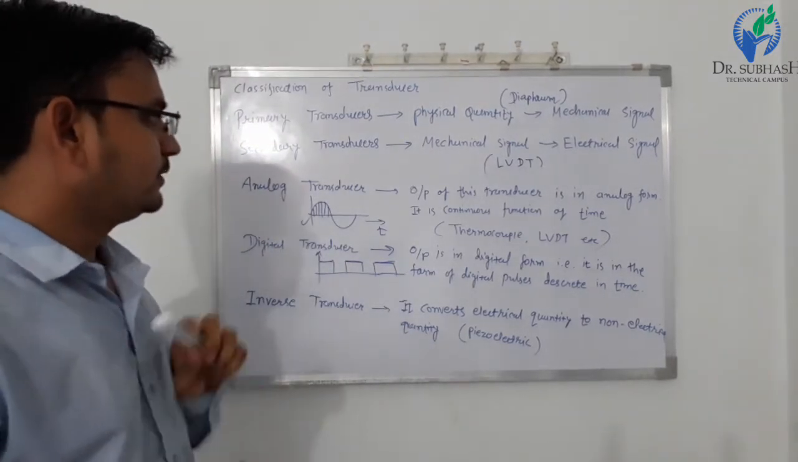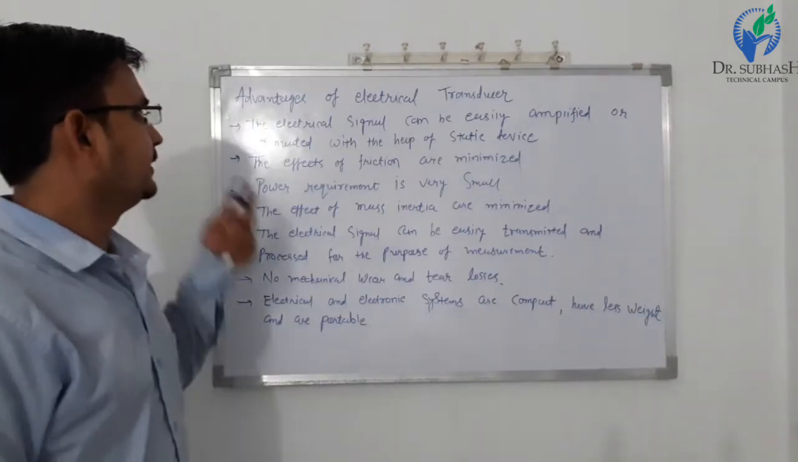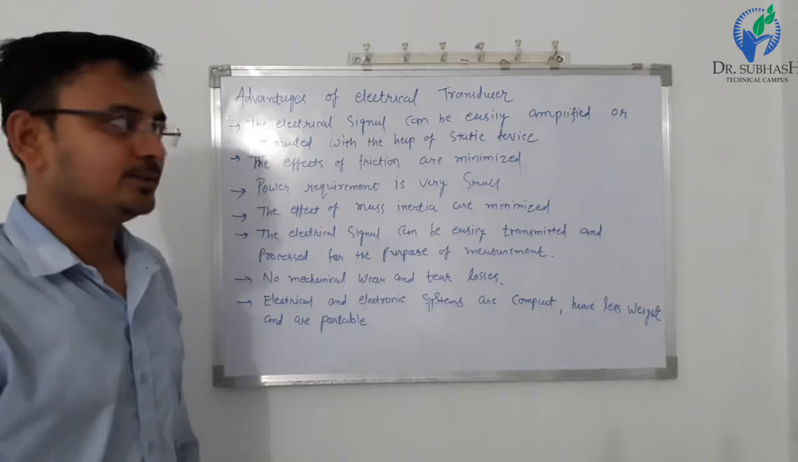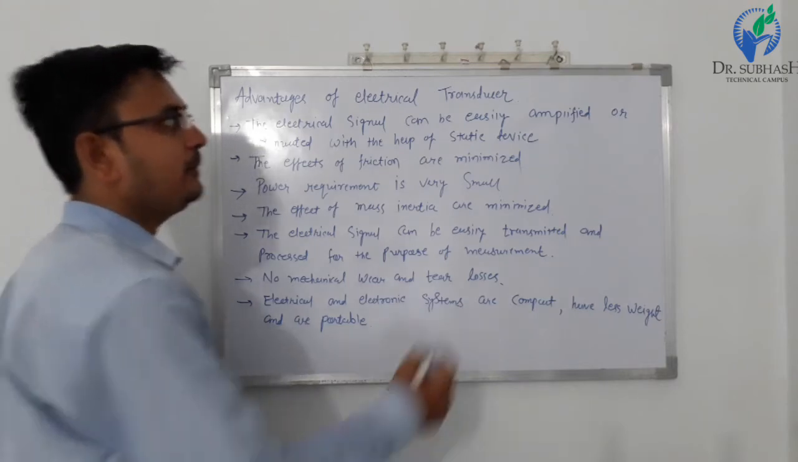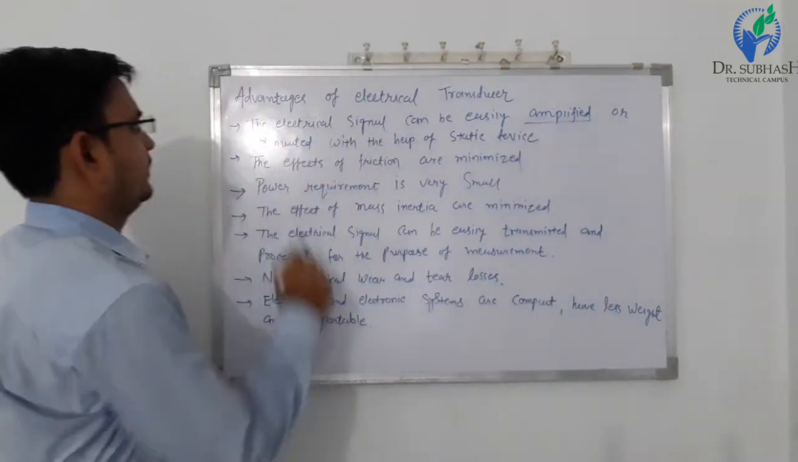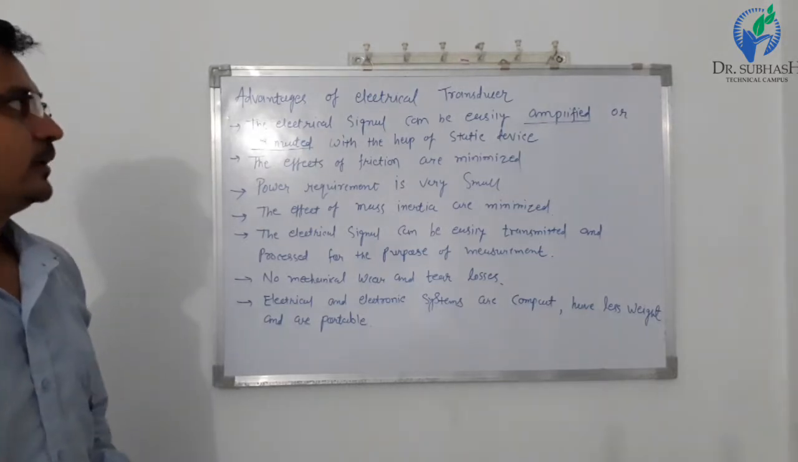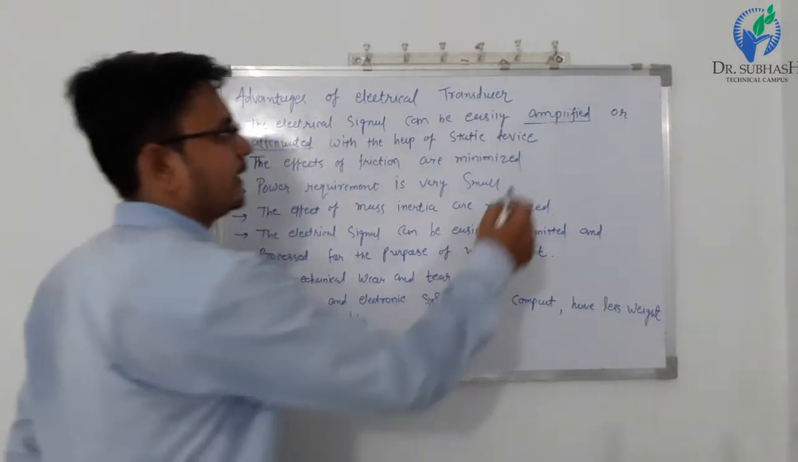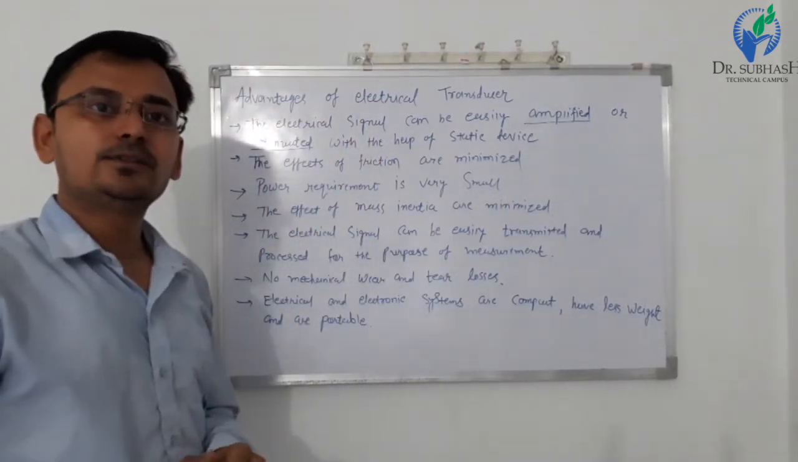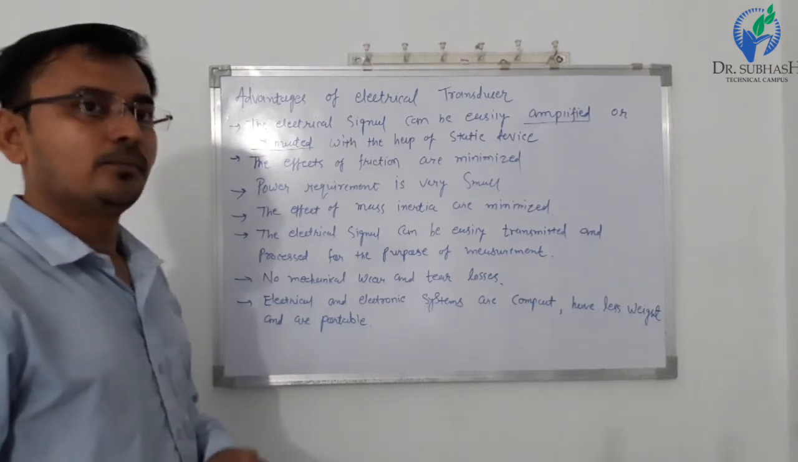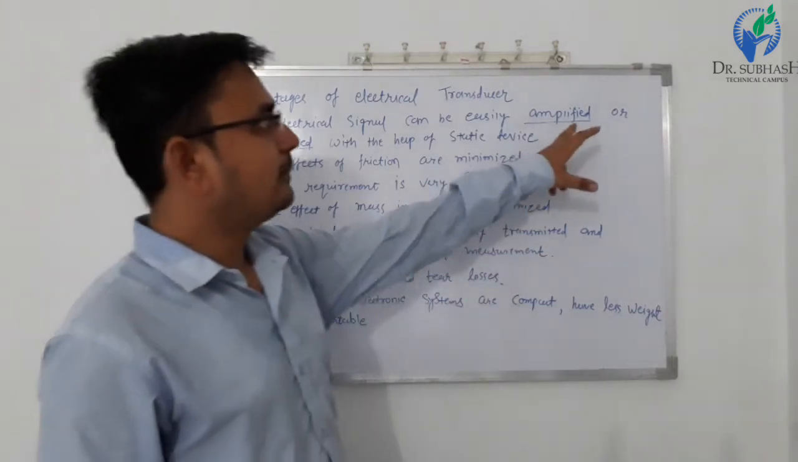So this is all about classification of transducer. Now we will see the advantages of electrical transducer. The electrical signal can be easily amplified or attenuated with the help of a static device. Now, what is the meaning of amplified? Amplified means we can increase the level of the signal. So the process of increasing the amplitude of a signal is known as amplification.